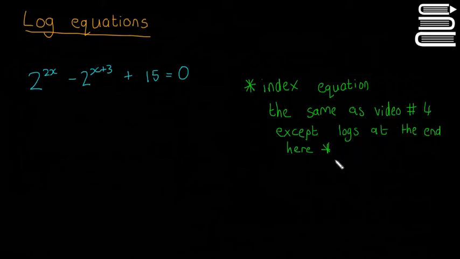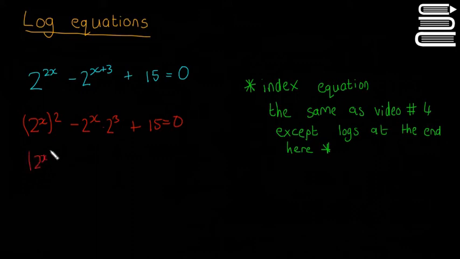And the log's going to come in here at the end. So anyway, I'm just going to jump straight into it. So 2 to the power of 2x, we can break that into 2 to the power of x squared, and minus 2 to the power of x plus 3, we can break that into minus 2 to the power of x multiplied by 2 to the power of 3. Okay, plus 15 is equal to 0, so that's the first rule of indices, just kind of going backwards.